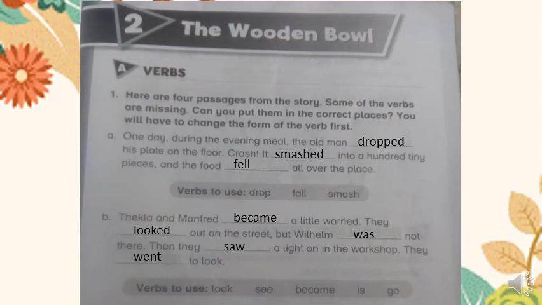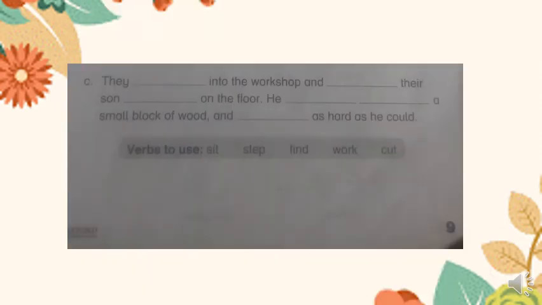Question number 1's A and B part. Now let's just move to the next part. They dash into the workshop. They stepped into the workshop and found their son sitting on the floor. They found their son sitting on the floor. He was cutting a small block of wood and working as hard as he could.